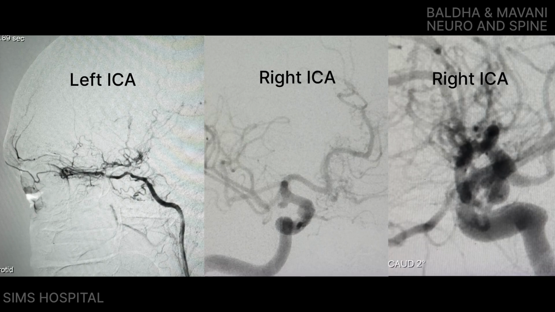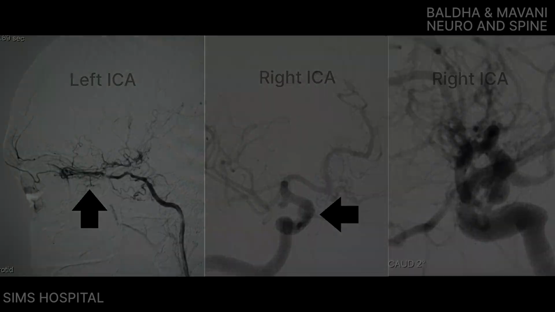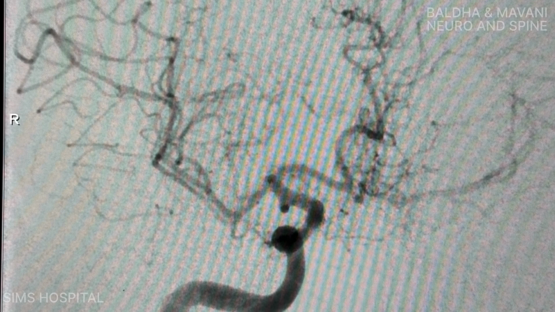Here is the cerebral digital subtraction angiogram showing complete supraclinoid occlusion of the left internal carotid artery with changes of Moya-Moya disease and an incidentally found large right paraclinoid aneurysm. As you can see, the right ICA provides collateral flow to the left side of the brain, explaining the cause of aneurysm formation due to high flow circulation in the right ICA.